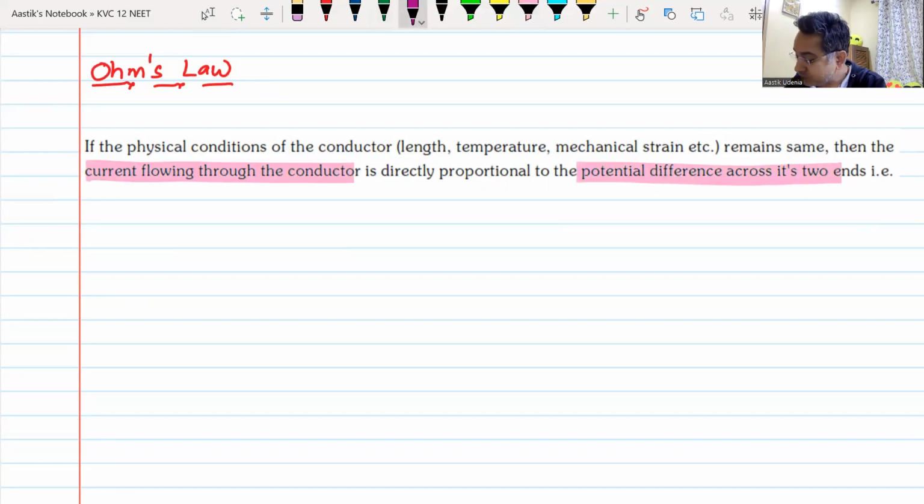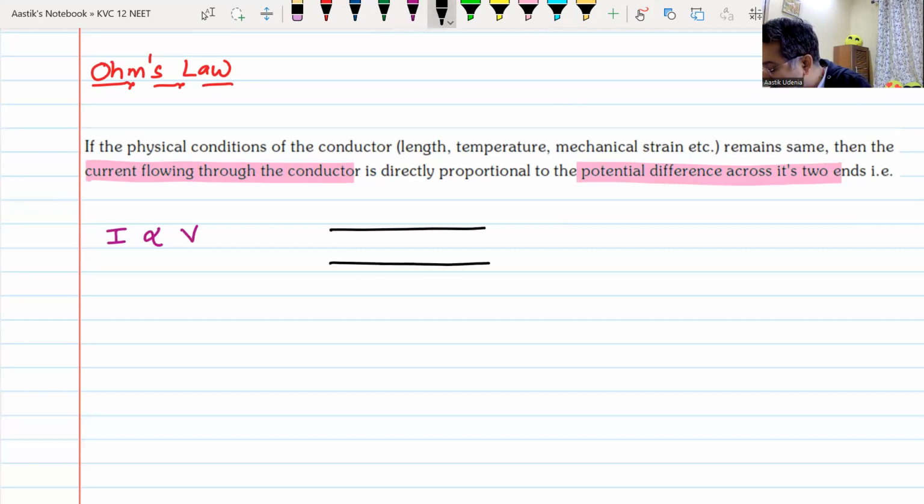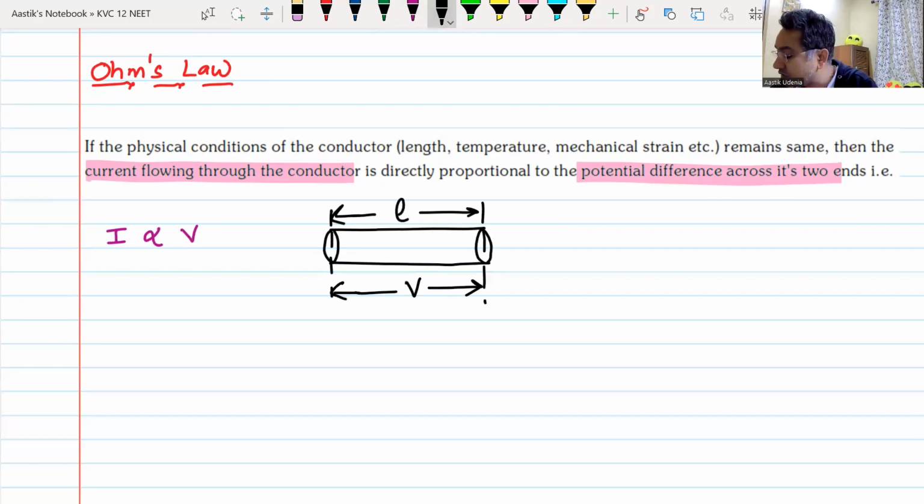So I can write, current flowing to the conductor is directly proportional to the potential difference. Remember, this V is the potential difference across the conductor. If this is your conductor, this is your wire, L is the length of the conductor or the wire. V is the potential difference across this conductor, and I is the current that is flowing through the conductor. Do we understand this?